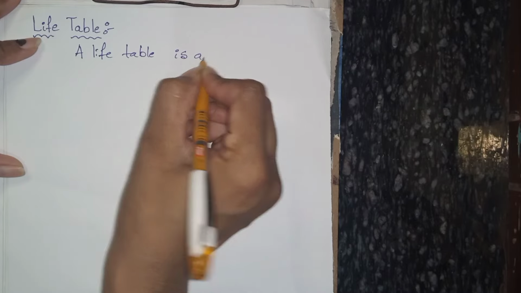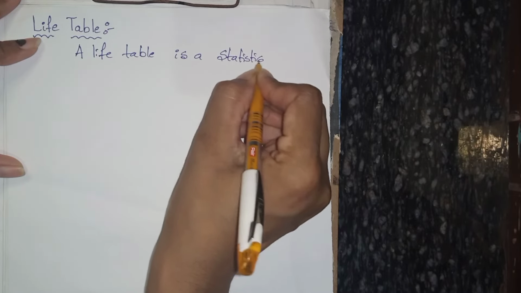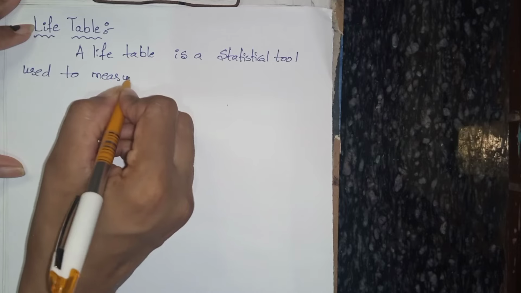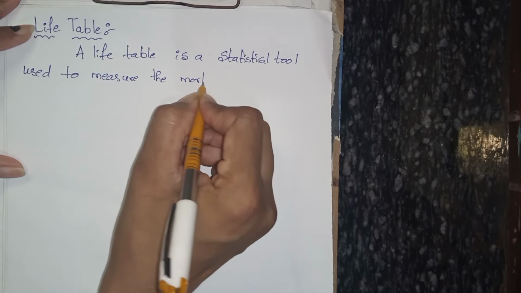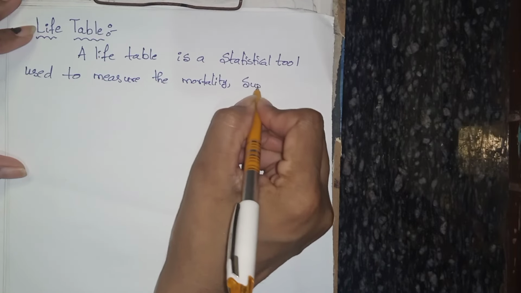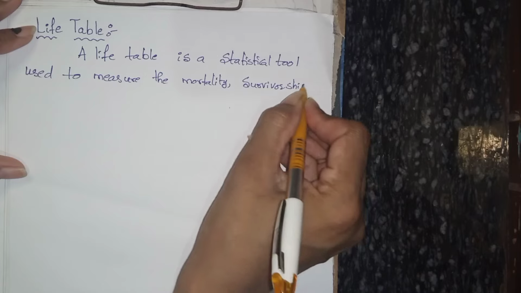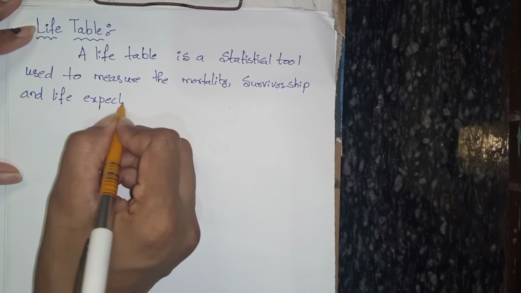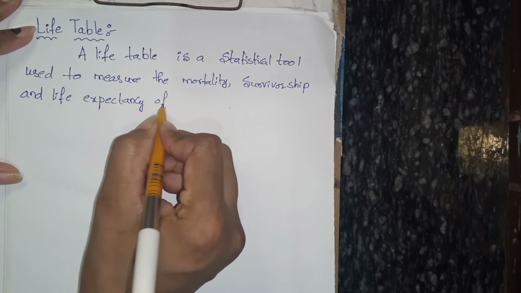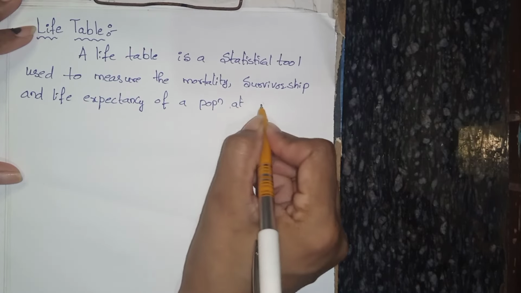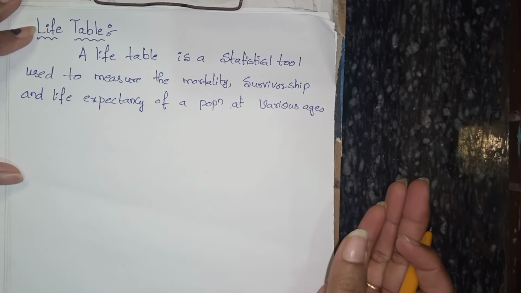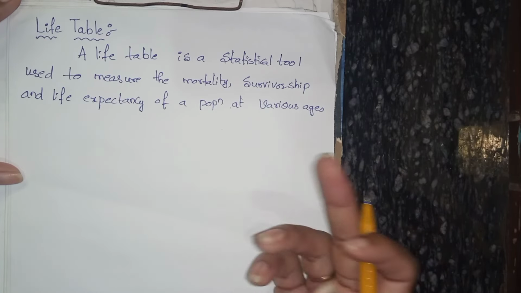A life table is a statistical tool used to measure the mortality, survivorship and life expectancy, that means how many years a man can live, of a population at various ages. At various ages we are going to calculate the mortality rate, the survival rate and the life expectancy. That is called a life table.